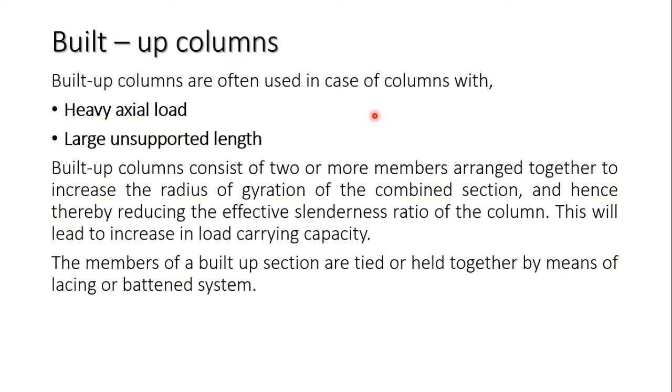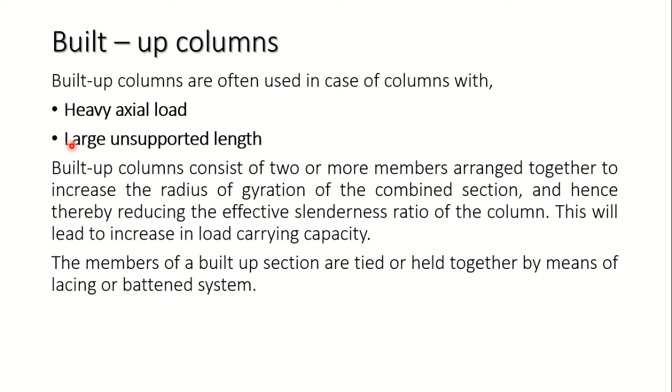That is, the slenderness ratio, KL by r, will come down. As we increase this r value, it results in a reduced slenderness ratio, which can help in resisting the buckling of the column. That is the main theory behind the built-up column. So we use these sections either when a heavy load is coming on the column, or when it has a large unsupported length.